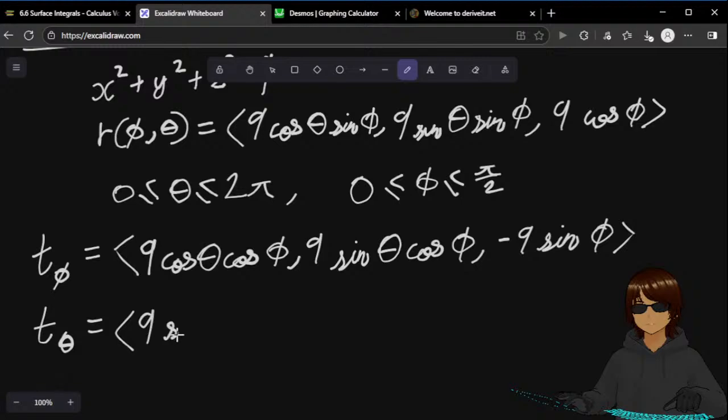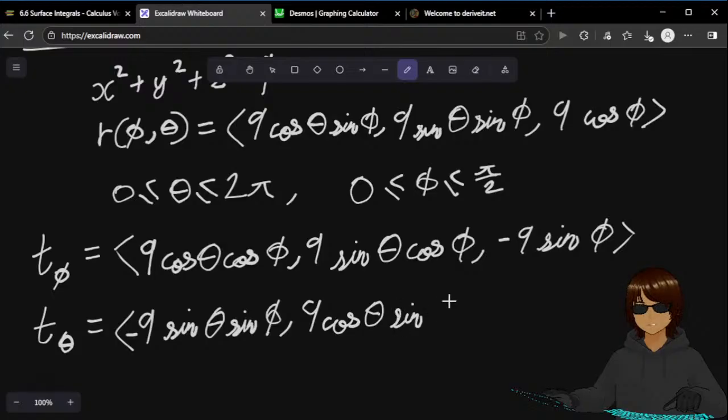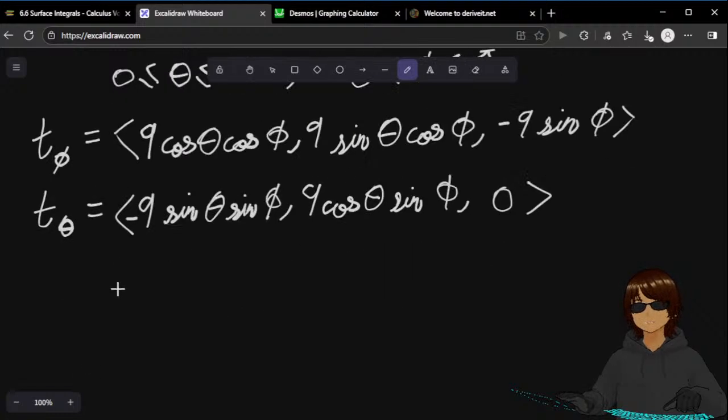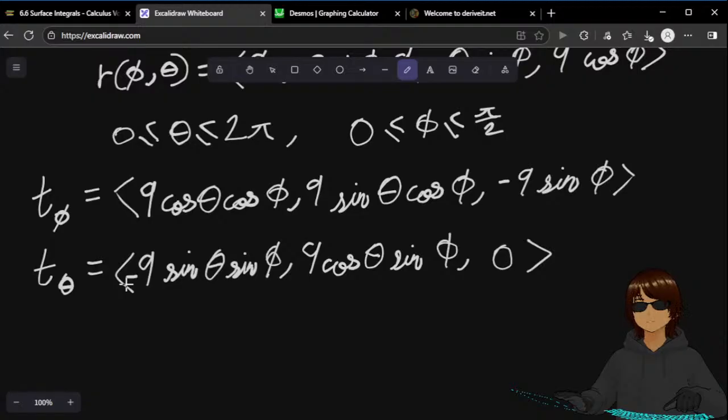Nine sin theta sin phi. 9 cos theta sin phi. Then minus 9 cos, yeah. No, this will be 0, theta, yeah, because theta is in the xy plane, right?